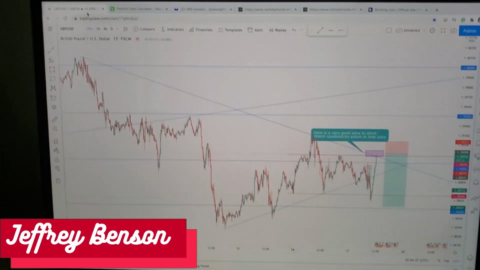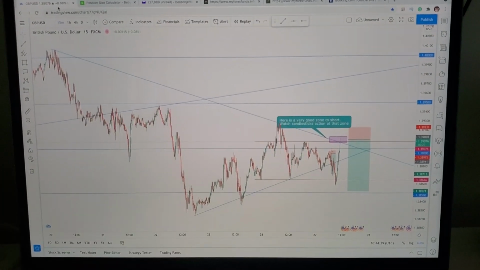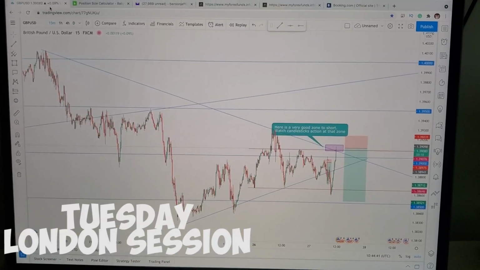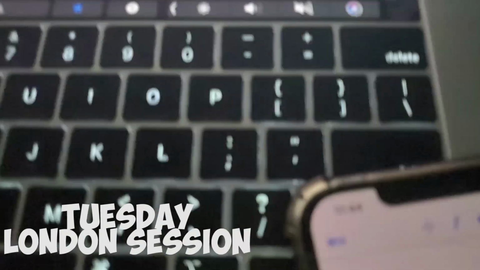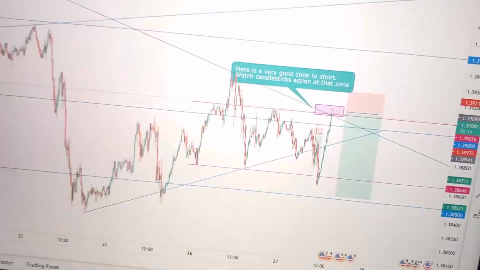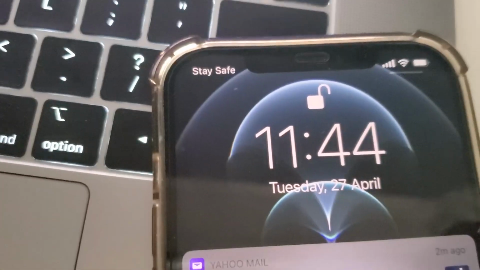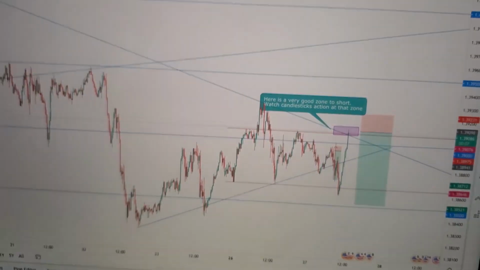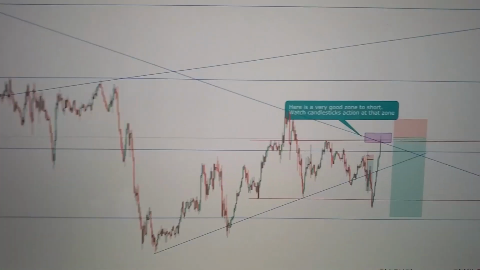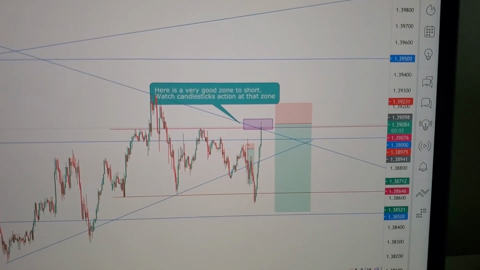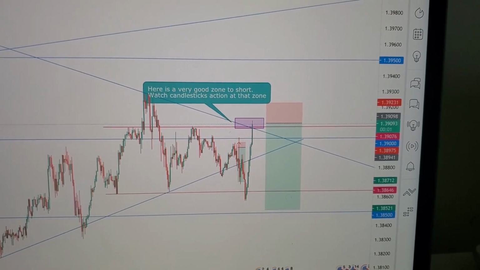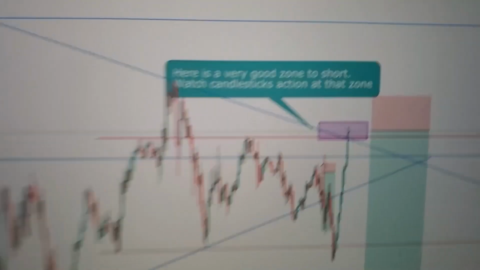So today I just want to show you guys what I'm currently on. GBP USD. It's currently Tuesday morning because it's still 11:44 right now, and it's Tuesday. Yeah, you can check it out right there. Tuesday, 27th of April. So here on my screen, I already sent this analysis out to my group. So price is currently at 1.39084. Yeah, so it's still fluctuating around my box.